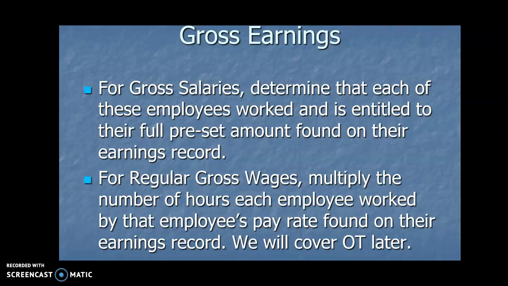For gross wages, we have to see, for each employee who is an hourly worker, how many hours they worked, and their first 40 hours multiplied by their pay rate is their regular earnings. If they had more than 40 hours in a week, we have to calculate their overtime, and we have a separate slide for that. Then the overtime plus the regular wages together will equal their total gross wages or gross earnings.